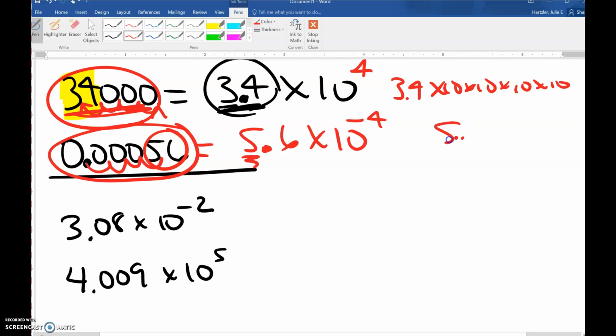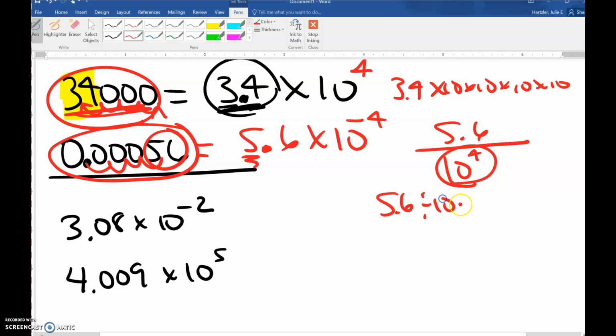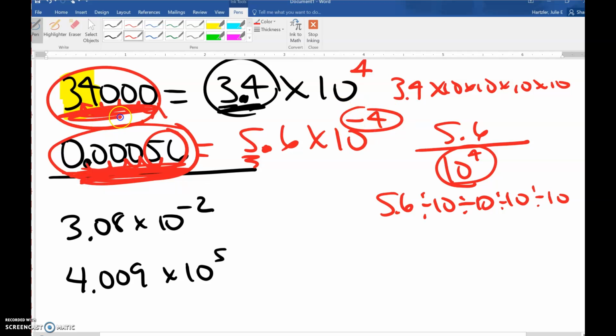And so negative exponents mean to reciprocate. So what it means is that 10 to the 4th power is really down here, which means I'm really taking 5.6 dividing by 10 four times, which if you do that on a calculator, you better get that decimal. So when you have tiny numbers, less than 1, negative exponents. When you have bigger numbers, bigger than 1, you have a positive exponent.